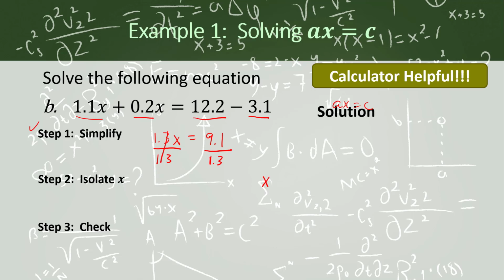Over here, we have 9.1 divided by 1.3. Now, some of you might be able to realize that is equal to 7. If not, use your calculator. Hopefully, you will get 7. And there is our answer for x.